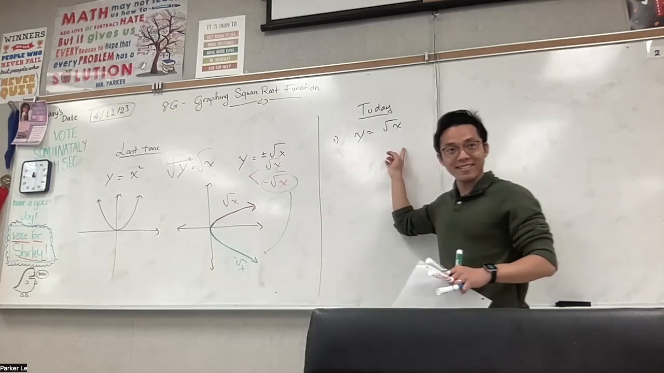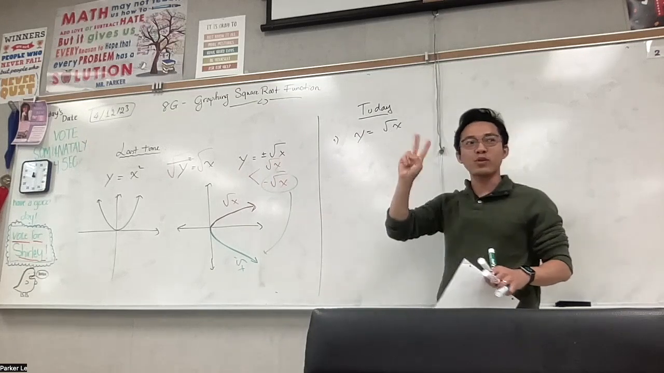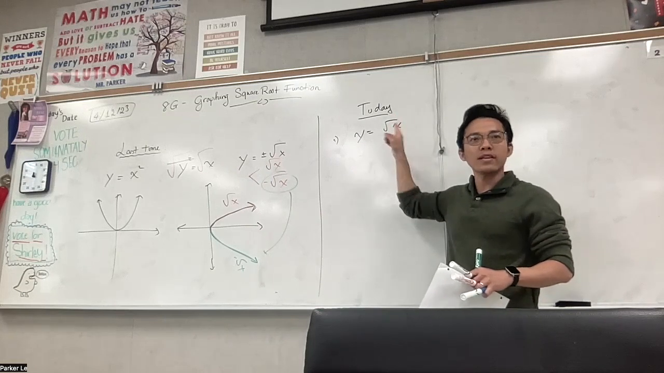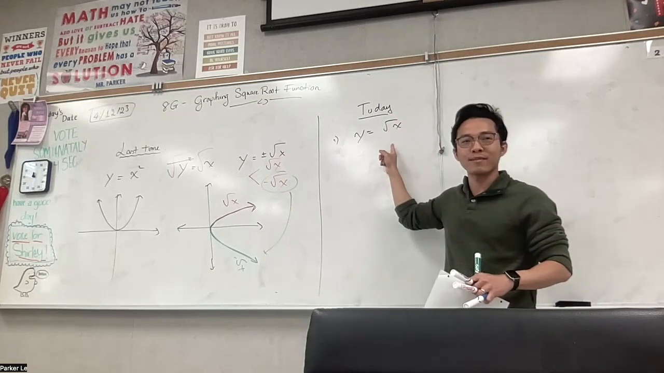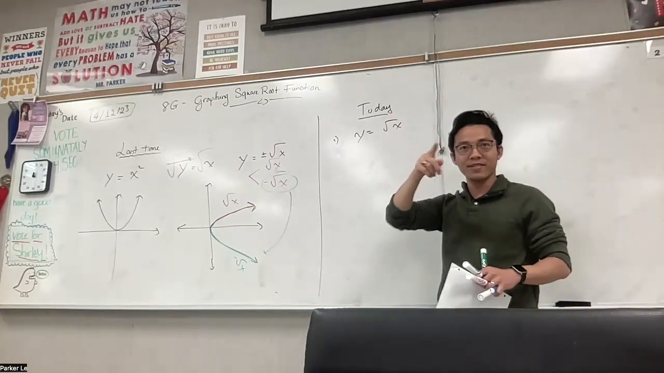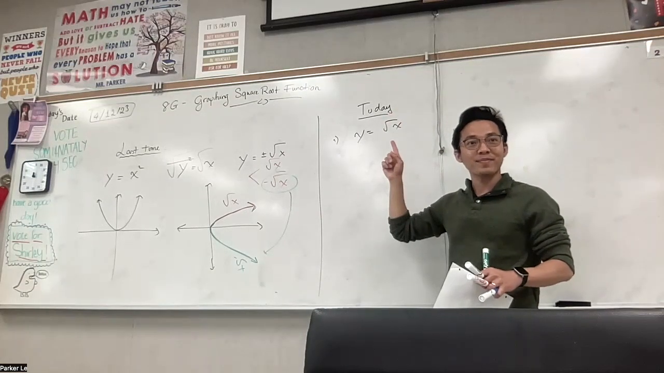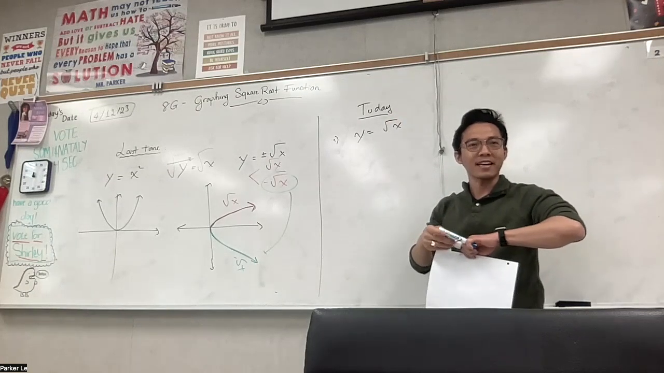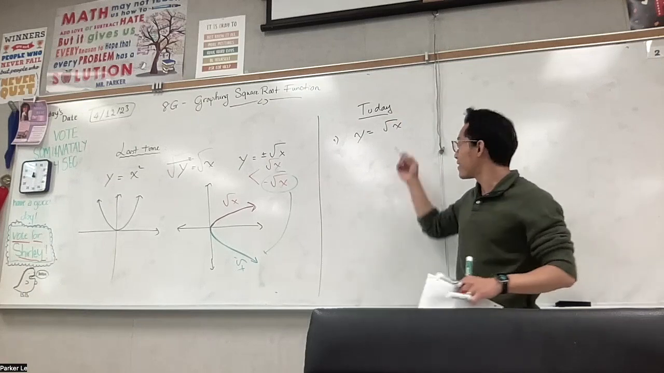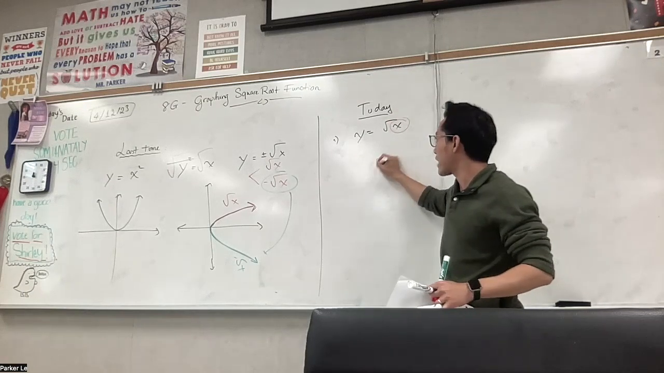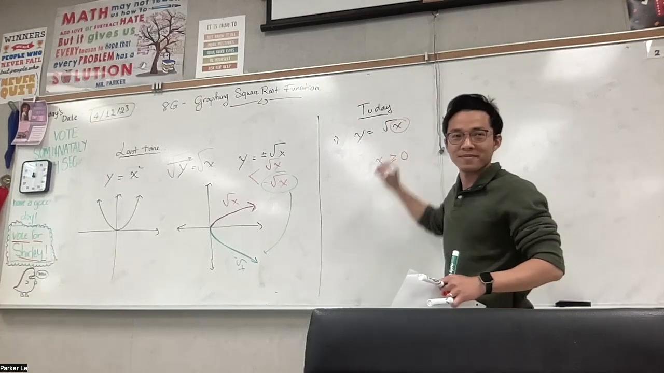This can be everything. Remember, we have two restrictions. One is fraction, one is the radical. So what is the restriction for the radical? Cannot be negative? Okay, good. The inside of the square root cannot be negative.